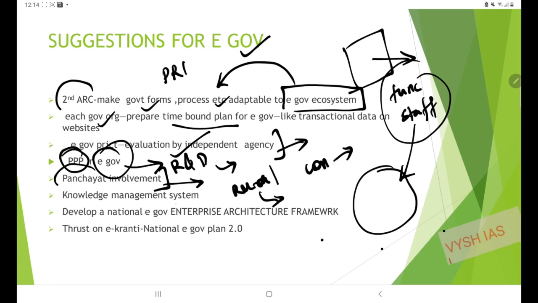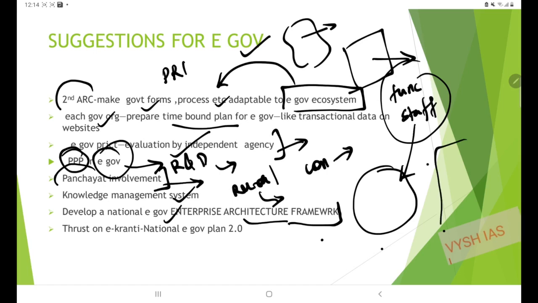Then next is knowledge management ecosystem. Okay. So we are handling many data. We are handling a huge chunk of data. So the management of data, the data traffic, all those things have to be managed. Then we have to develop an international e-government enterprise architecture framework, so that all these things can function in an overall framework.